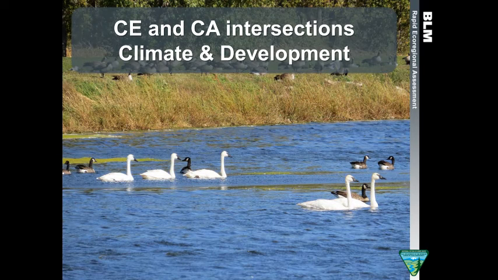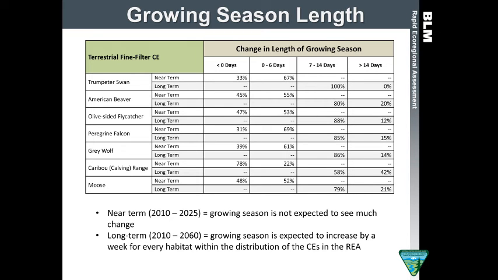Okay, so very quickly, because I have like 2 minutes, I just wanted to provide you a couple examples of the CE by CA interactions or overlap, the core analysis that we did. I have 2 examples, one from climate and one for development. I'm going to talk about growing season lengths, and I think what I want you to focus on are the bullets at the bottom.